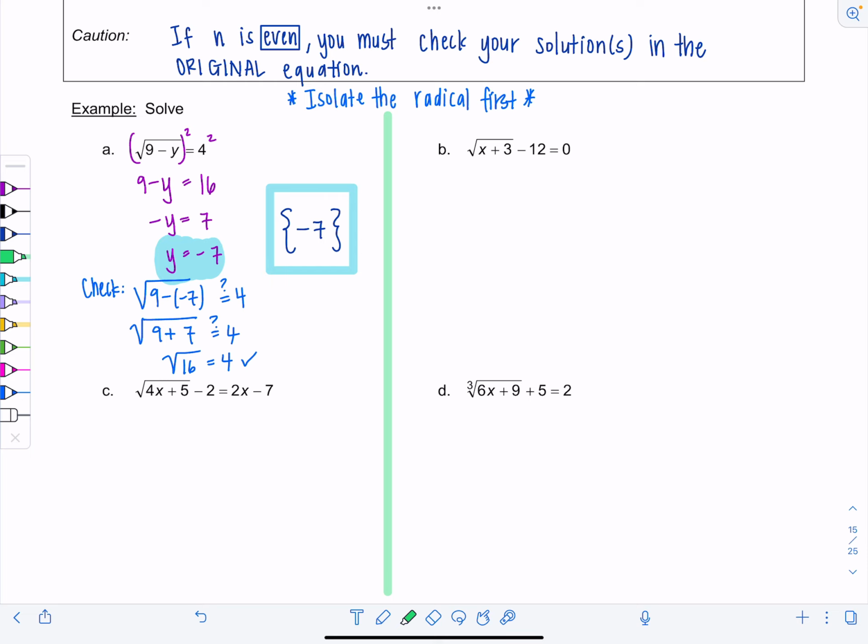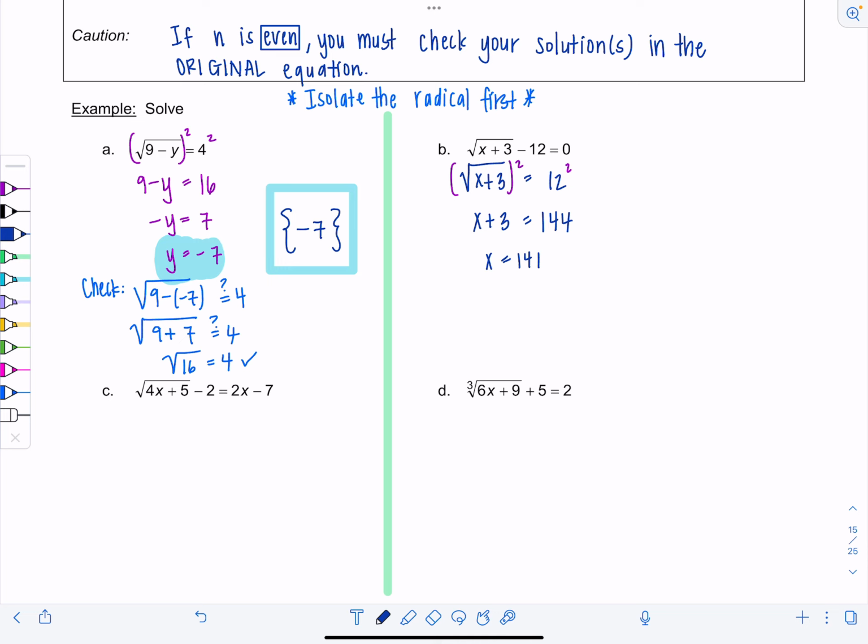So it's not time to square both sides yet, because what do we need to do first? Very good. Isolate the radical. Get that rad x plus 3 all by itself. So we're just going to add 12 to both sides. Move that 12 over. So now we have rad x plus 3 equals 12. Now we can go along and square both sides. So now we're going to have x plus 3 equals 144. Perfect. Last step, just subtract 3, so x equals 141.